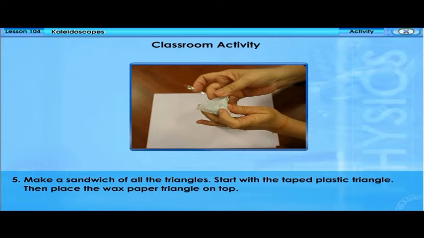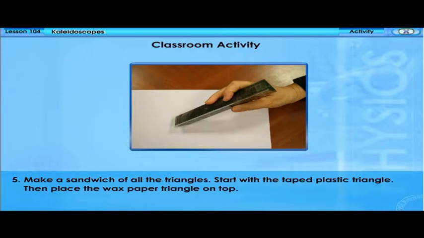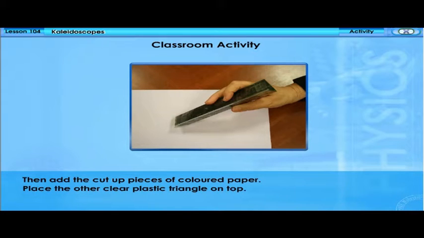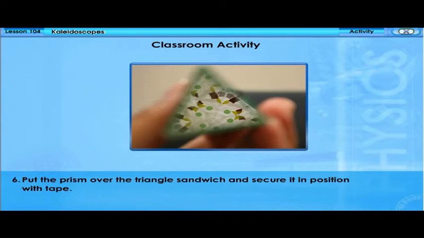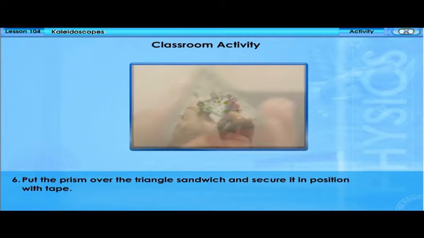Then place the wax paper triangle on top. Then add the cut-up pieces of colored paper. Place the other clear plastic triangle on top. Put the prism over the triangle sandwich and secure it in position with tape.